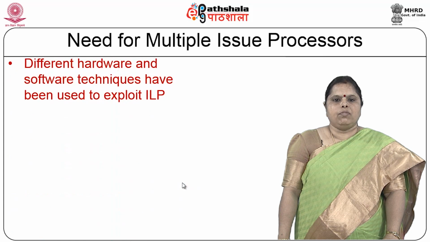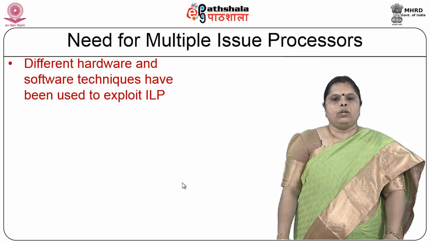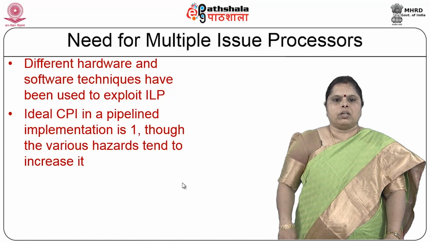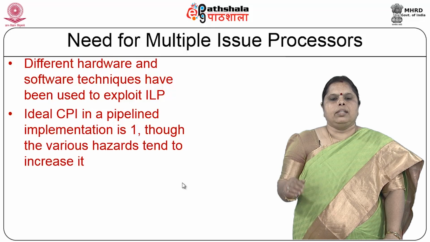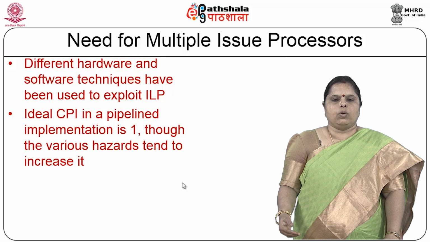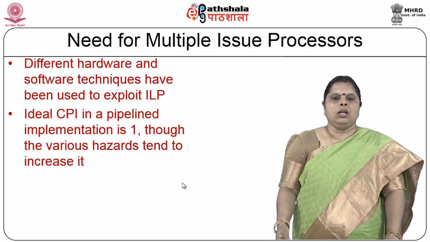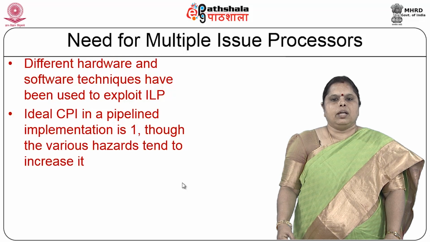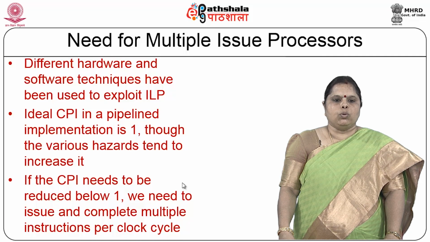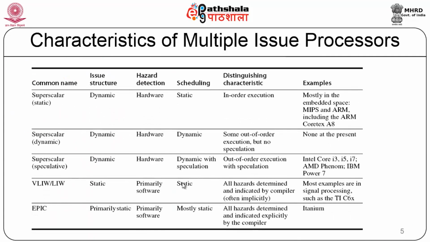If we look at the need for multiple issue processors, in spite of the hardware and software techniques that we have been using for exploiting instruction level parallelism, it is not possible for us to reduce the CPI below 1. The ideal CPI value that we can get with a single issue processor is only 1. So, to reduce the CPI below 1, we will have to issue multiple instructions every clock cycle. If we issue multiple instructions every clock cycle, then we can achieve a CPI value of less than 1. In order to do this, we have to look at multiple issue processors.